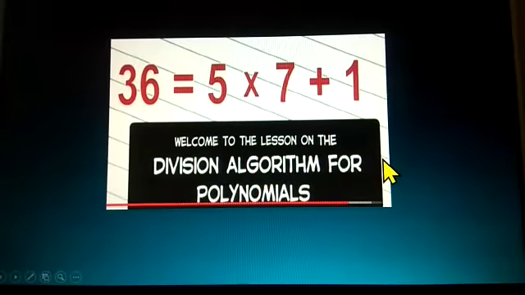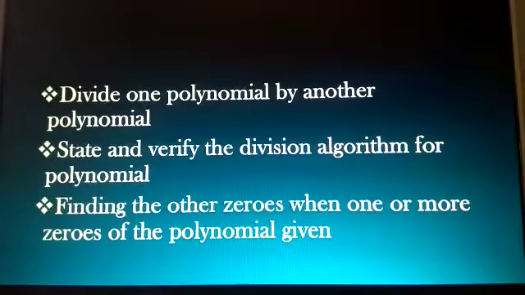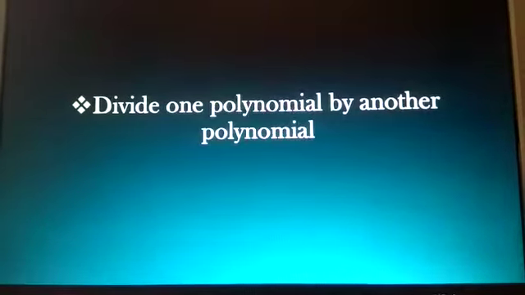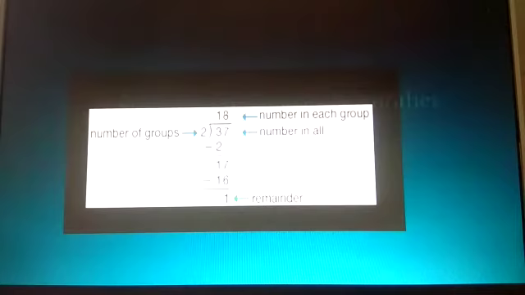So we are going to do division for polynomials as well as the division algorithm for polynomials. These are the three facts you are going to learn today: divide one polynomial by another polynomial, the division algorithm for polynomials, and finding the other zeros when one or more zeros of the polynomial are given. So how we usually do the division, the same algorithm is to be followed, but now we have constants and variables. How to deal with that is what we are going to explore here.